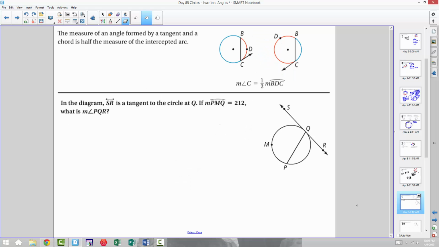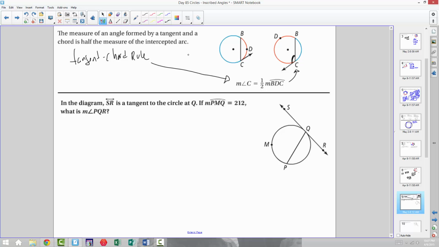You also have the tangent chord rule. I call this the tangent chord rule, which states that the inscribed angle C is going to be half of BDC. This refers to this picture right here. So I'm saying that this angle right here is half of the arc BDC.